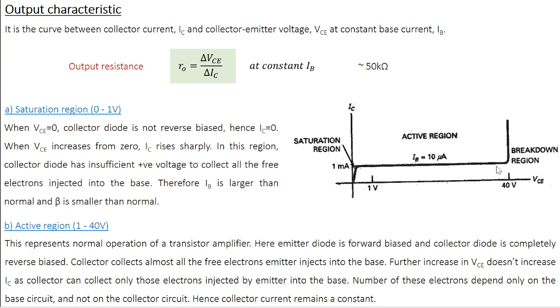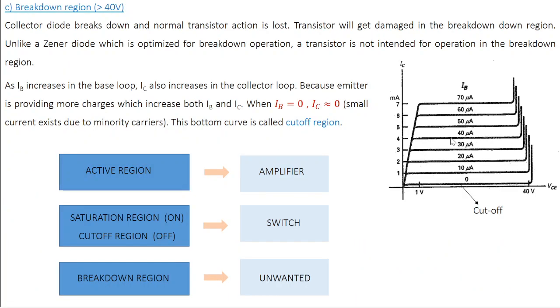Now, this is a single curve at IB equal to 10 microampere. Suppose I vary the base current, what happens to the output characteristic? So this is the variation of the output curve as a function of the base current. So basically you can see when you increase the base current, the collector current is also going to increase.